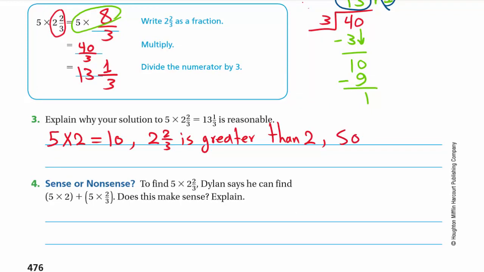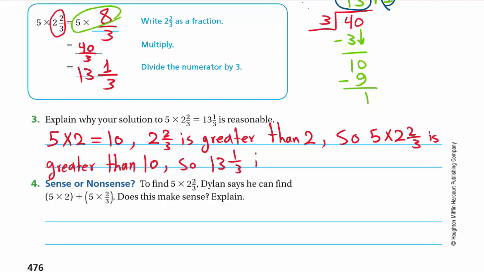So 5 multiplied by 2 and 2/3 is greater than 10. So 13 and 1/3 is reasonable.